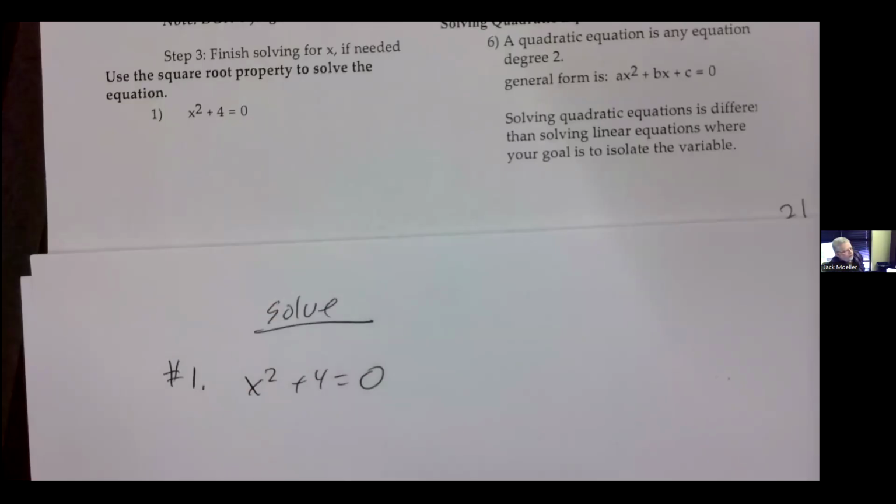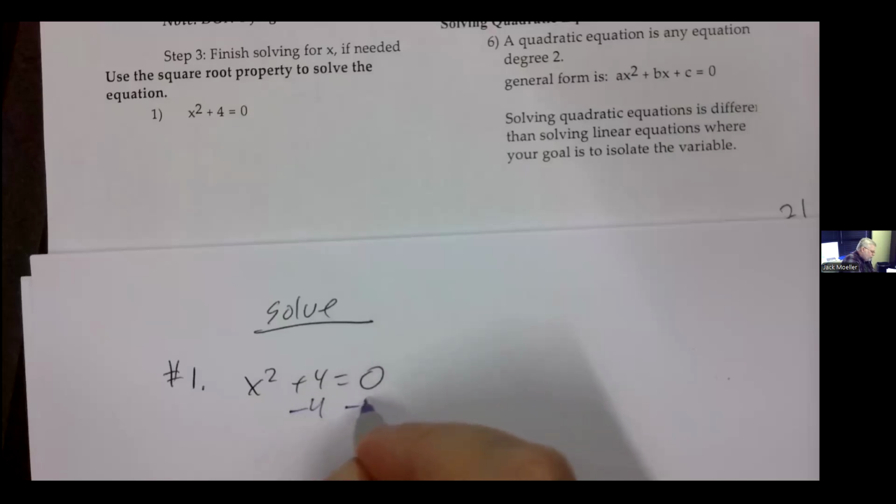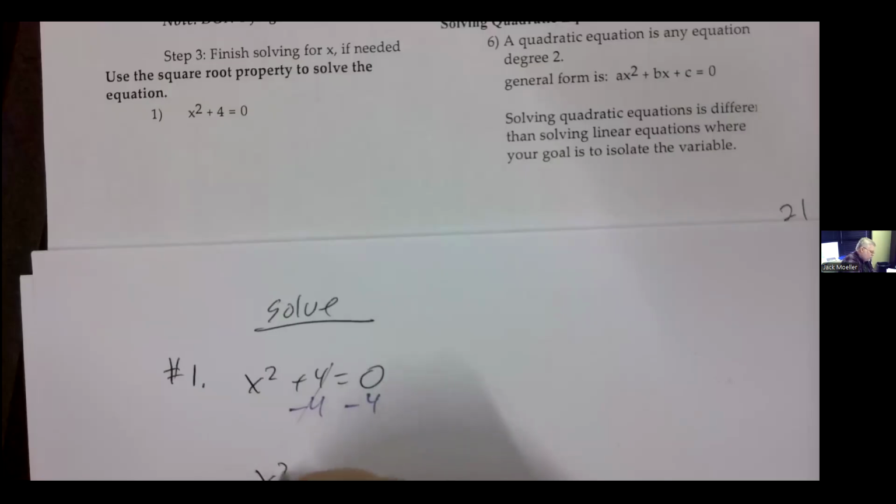Now, can we factor this? x squared plus 4. Hopefully you're saying no, because this is a sum of squares, not a difference of squares. This is definitely not factorable. So this is either quadratic formula, or in this case, we can do the square root property because there is no x term. There's just a square term and a constant. We're going to isolate the x squared. We get x squared equals negative 4.